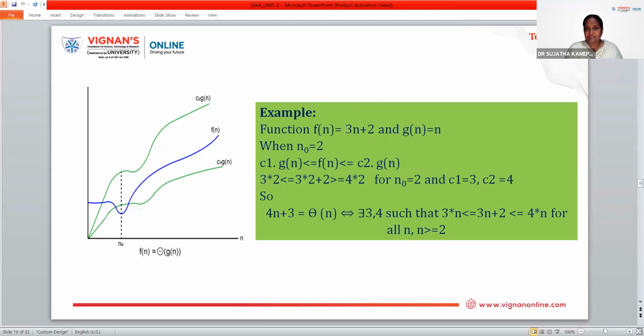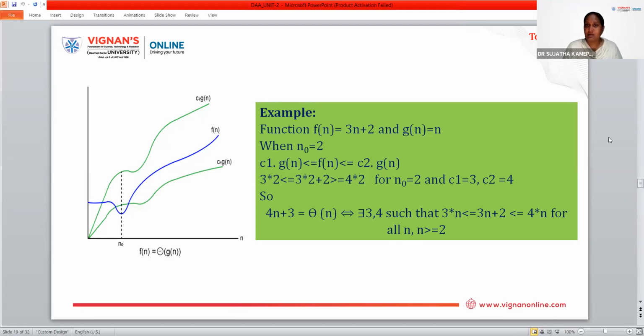And here you can see an example. f of n is equal to 3n plus 2 and g of n is equal to n. For the values of c1 and c2, here we are taking 3 and 4. For these values of c1 and c2, with n naught equal to 2, the two inequalities hold. So that's why we can express the function 3n plus 2 as theta of n, which gives both upper and lower bounds.